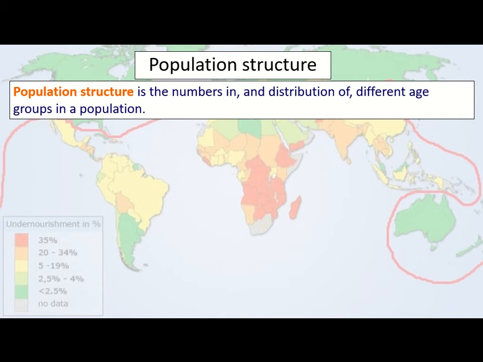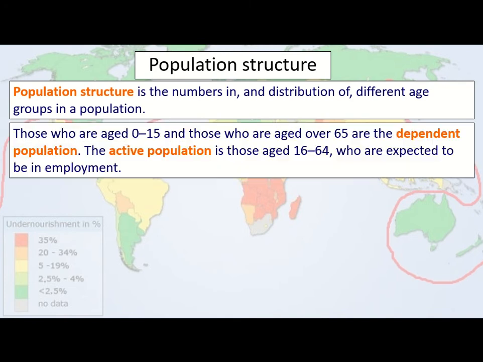So, onto this session now, and onto this lesson, which is detailing population pyramids or population structure. And population structure is sort of defined as the numbers in and the distribution of different age groups in a population. But when I talk about population structure specifically, and when any geographer does, and the exam board do, they really mean what is the proportion of people who are 0 to 15? What is the proportion of people who are 65 plus, and what is the proportion of people who are between those two ages?